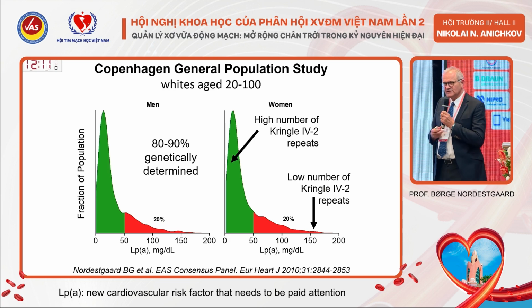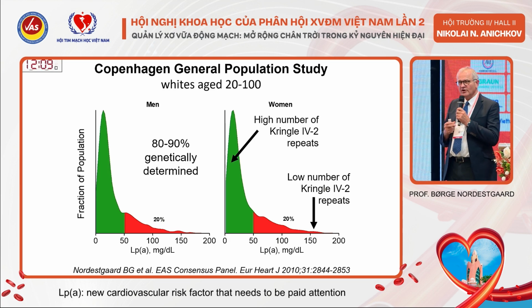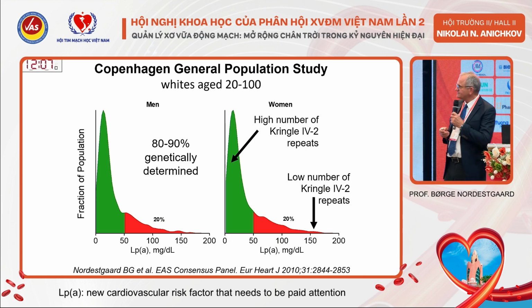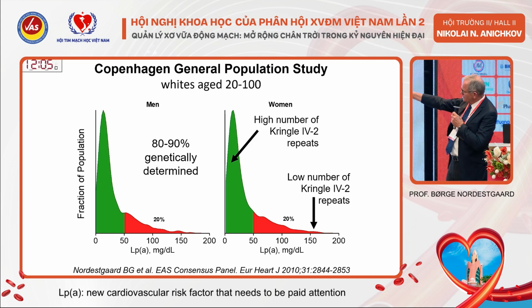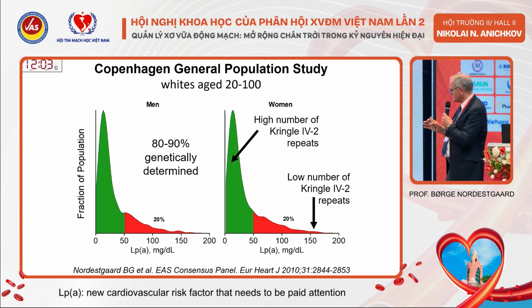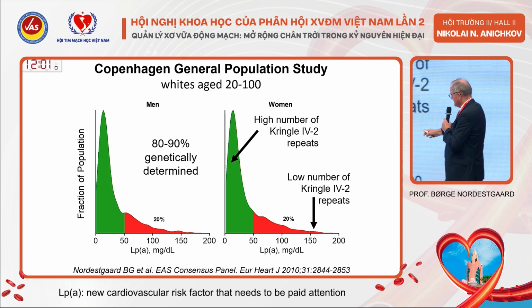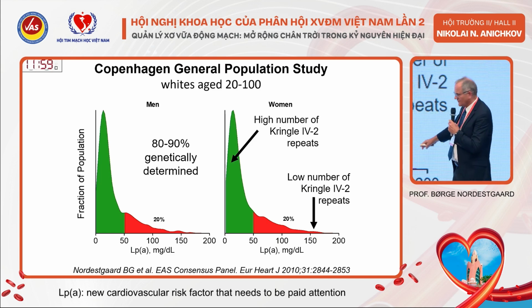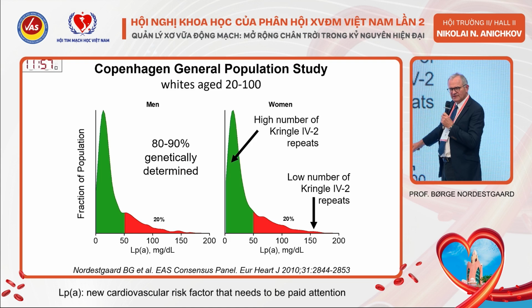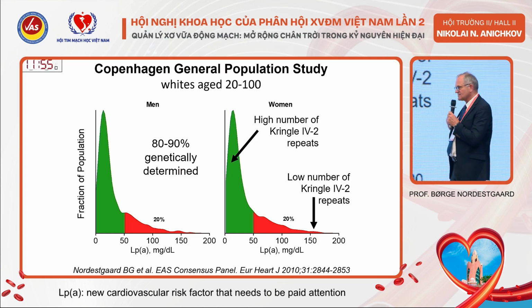This is the distribution in the Danish population. I can tell you it's very, very similar here in Vietnam. It's a skewed distribution with a tail toward very high levels. So the red one up here, this is the top 20% of the population, both in men and women. These are the ones at the highest risk.